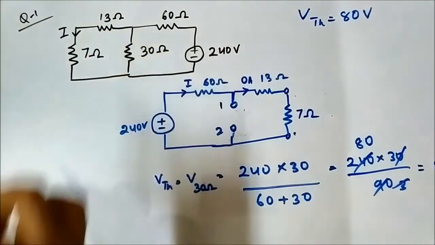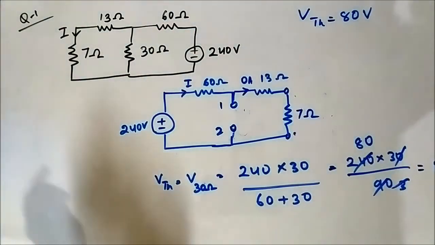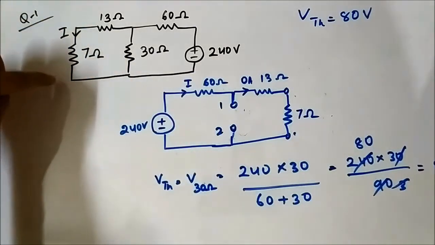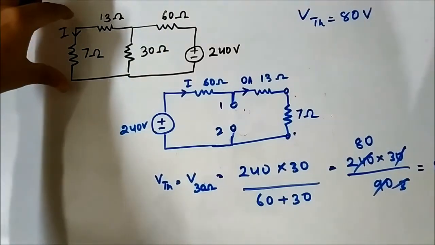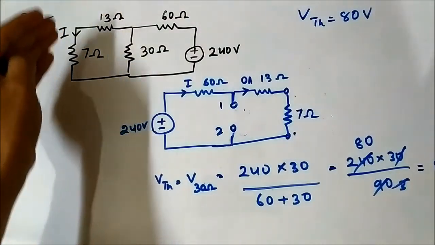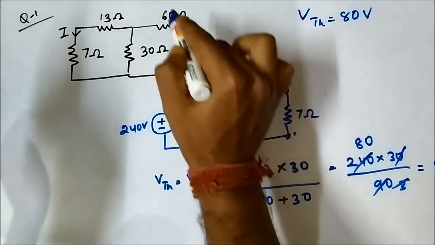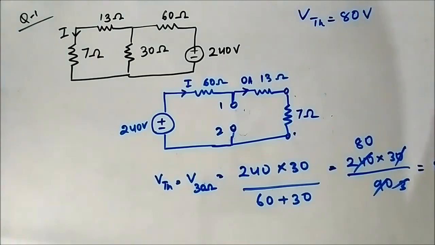Similarly, you can do so across the 13 ohm, you can do so across the 60 ohm, across any two terminals. Across any two points, you can determine the Thevenin equivalent circuit. But here, as it was asked to find the current through the 7 ohm resistor, that's why we are finding the Thevenin equivalent across this 7 ohm circuitry. So we are replacing all of this network, the voltage source, 60 ohm, 30 ohm, 13 ohm, with its equivalent Thevenin circuit for simplicity of calculations.